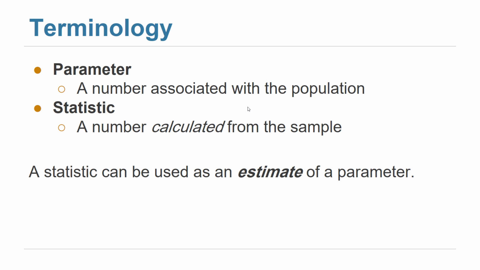The parameter is the quantity that is associated with the population. The statistic is a number that is computed from a sample. The parameter is the actual average GPA of the entire population. The statistic is the average GPA that I will compute from a sample of you, which will be an estimate of the actual parameter. Is the difference clear now?